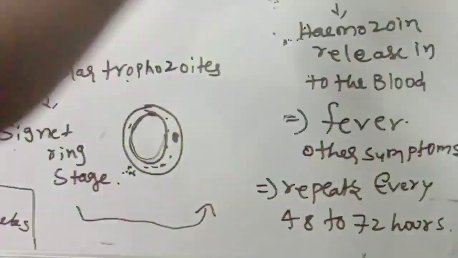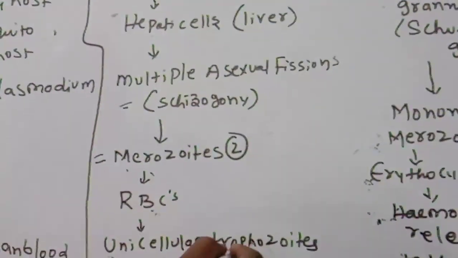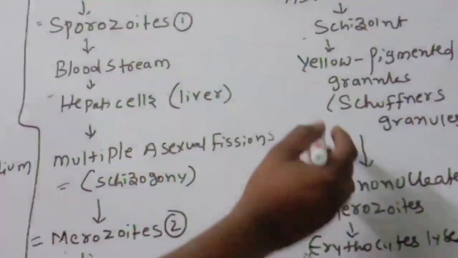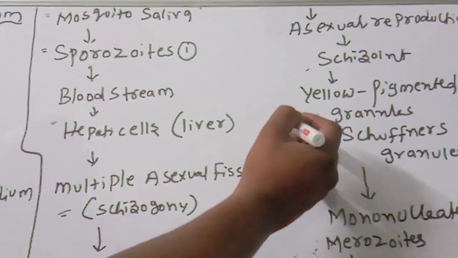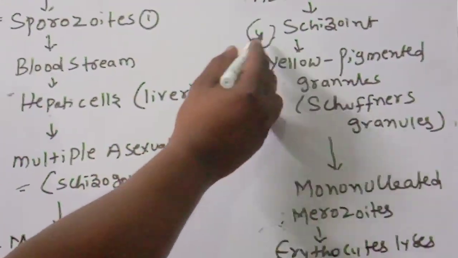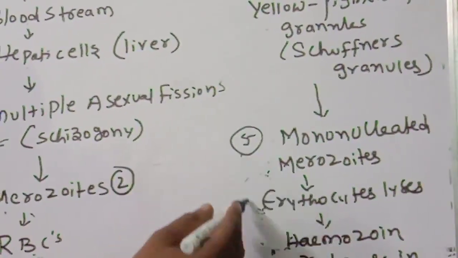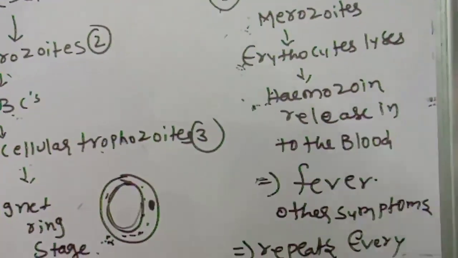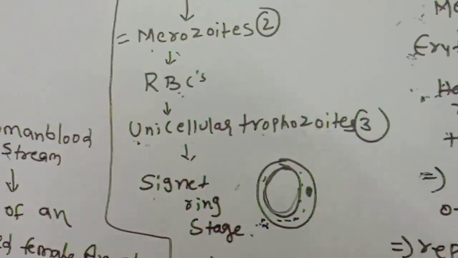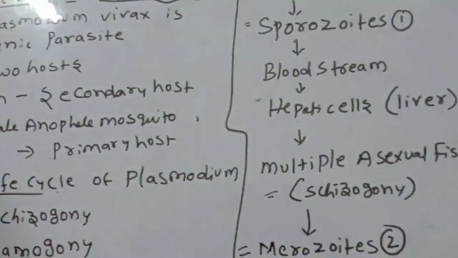Okay, children. First stage what? Sporozoite. Second stage what? Merozoites. Third stage what? Trophozoites. These trophozoites again are converted into schizonts. Sporozoites, merozoites, trophozoites, schizonts, they are converted again into merozoites. Only merozoites come out. Then after 48 to 72 hours, the cycle will repeat.